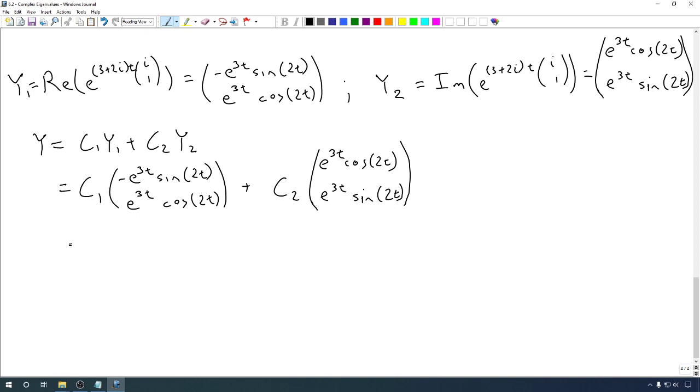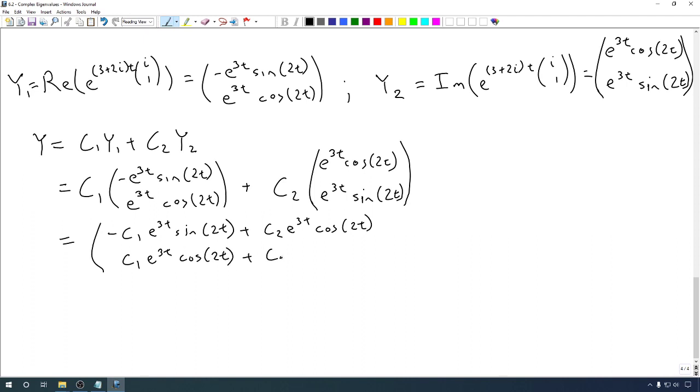And then we're going to go ahead and actually distribute this. So here we have c1 times this first part. So negative c1 e to the 3t sine of 2t plus c2 e to the 3t cosine of 2t. And then we have c1 e to the 3t cosine of 2t plus c2 e to the 3t sine of 2t.